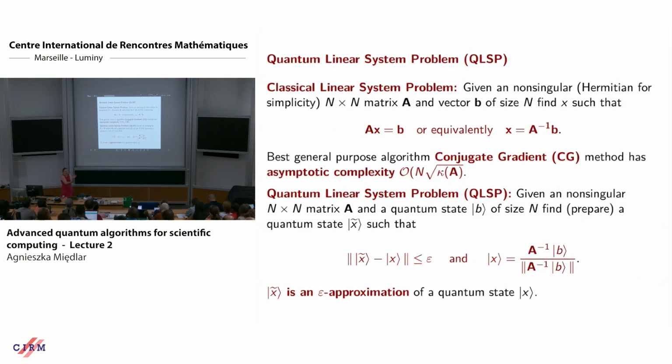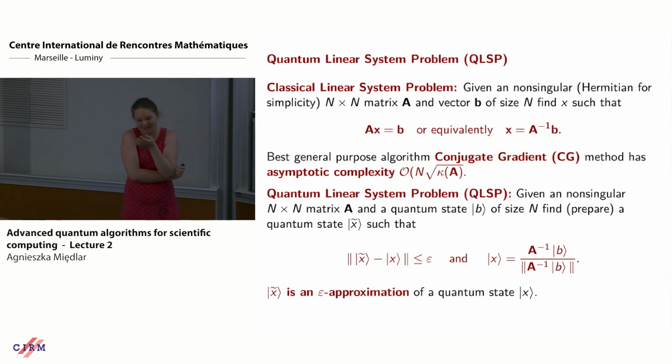So just a brief intro to linear systems. One of the classical problems is linear system solvers. As I said, we know what the idea is in the classical sense. I'm talking here, for simplicity, about the matrix A being Hermitian. So you want to solve a linear system. We know that the most general purpose algorithm for the case of a Hermitian matrix is the conjugate gradient method.